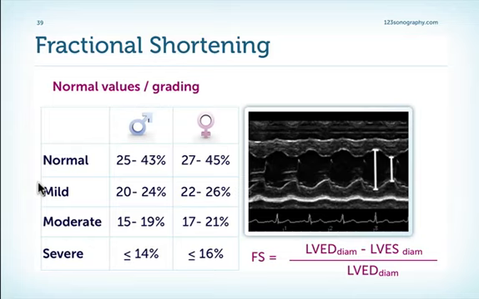Let's first take a look at fractional shortening. Fractional shortening is calculated from M-mode measurements of end diastolic and end systolic diameters. You calculate the fractional reduction between diastole and systole, and you end up with a percent value. The normal value for females is above 27% and for males above 25%. You can approximate ejection fraction if you just multiply this value by 2, but remember, this is only an approximation.